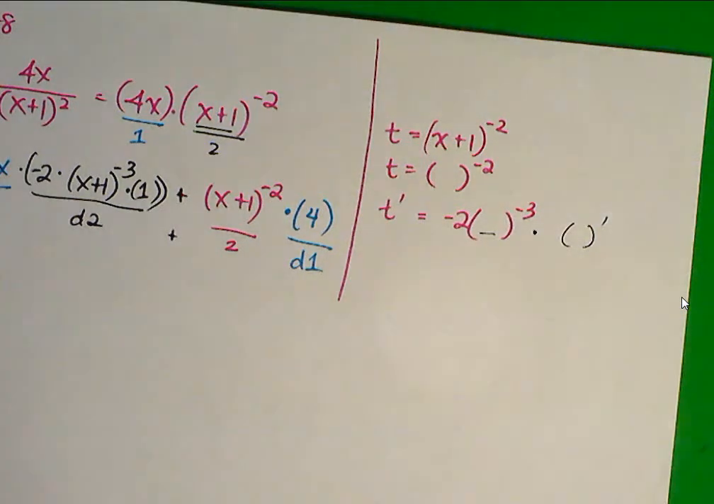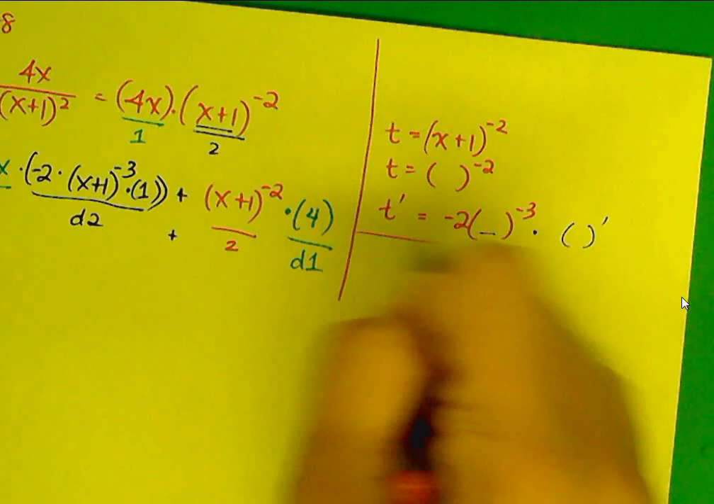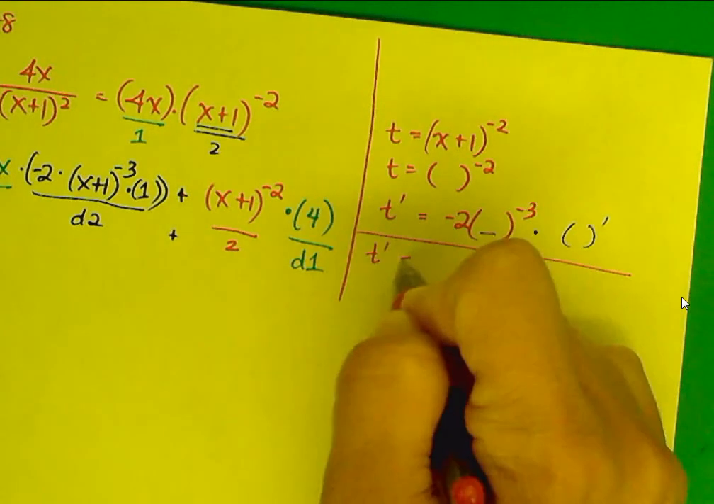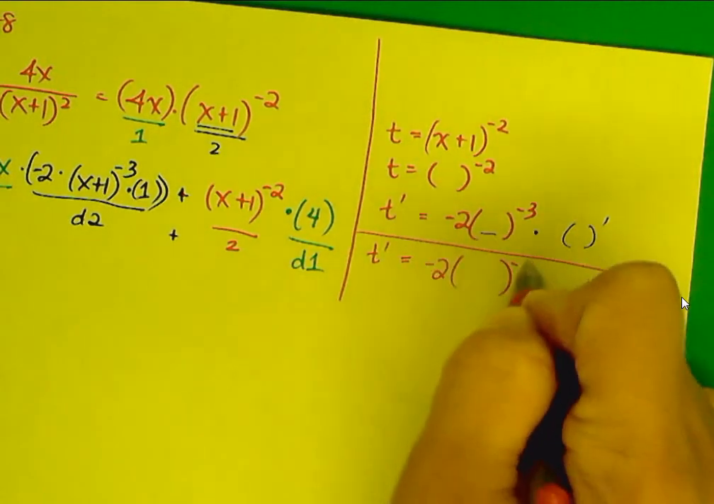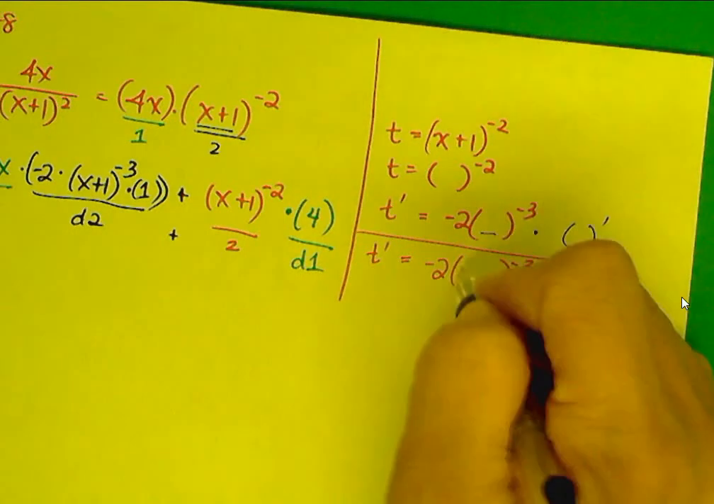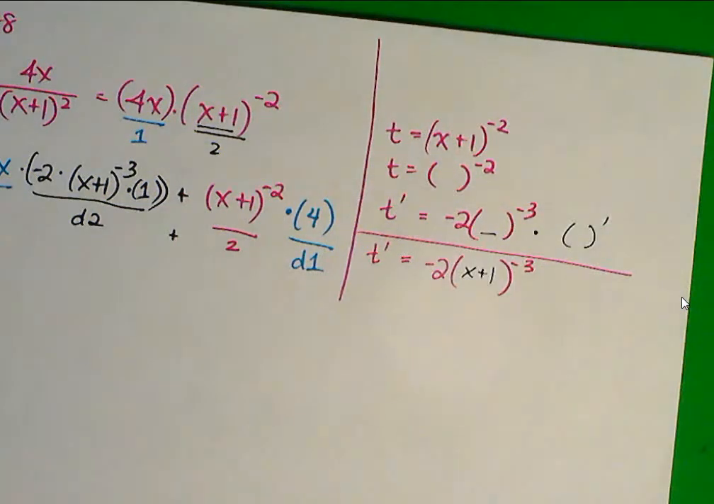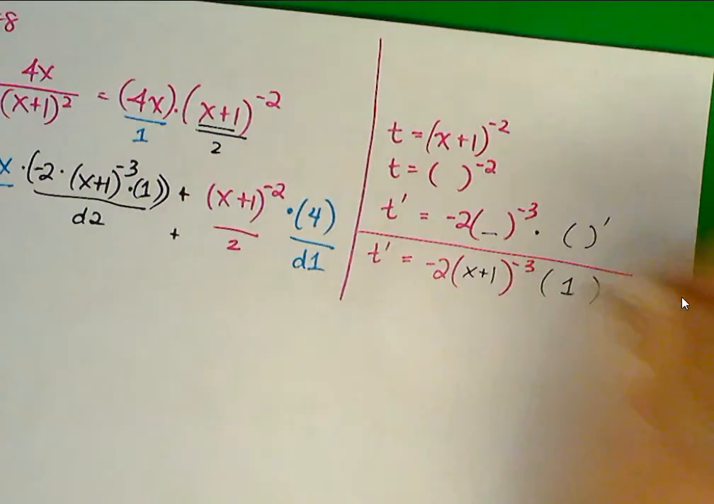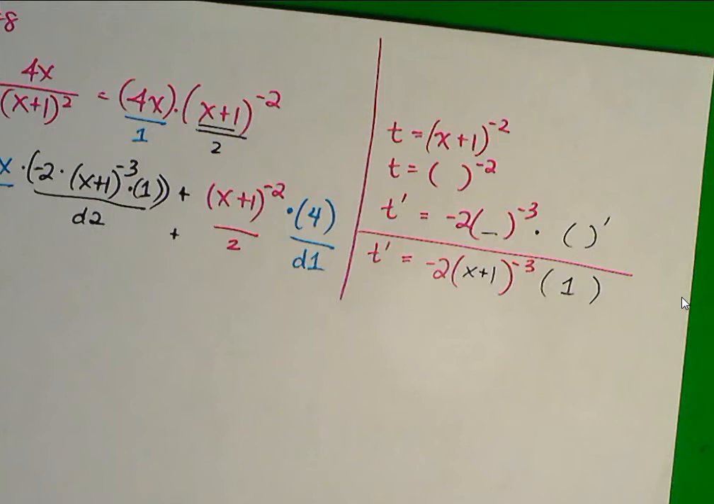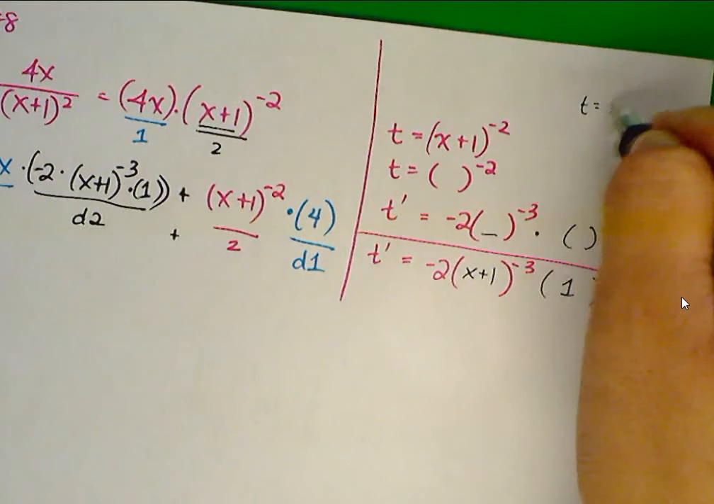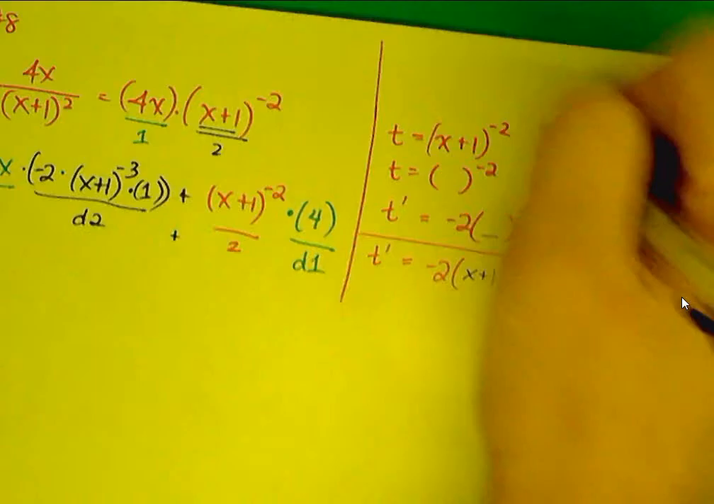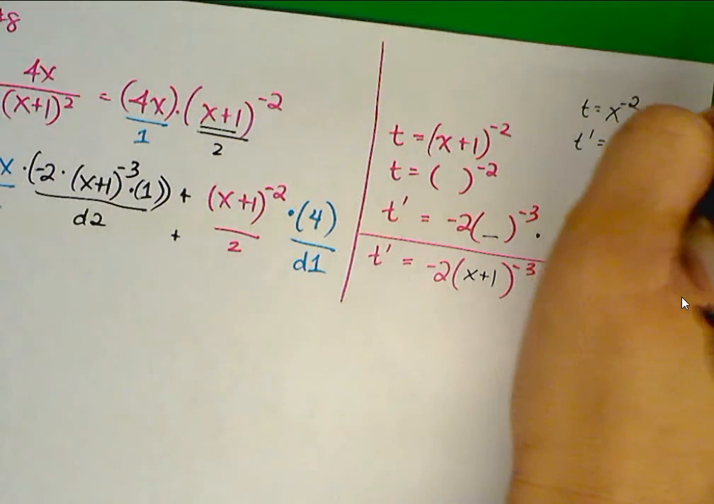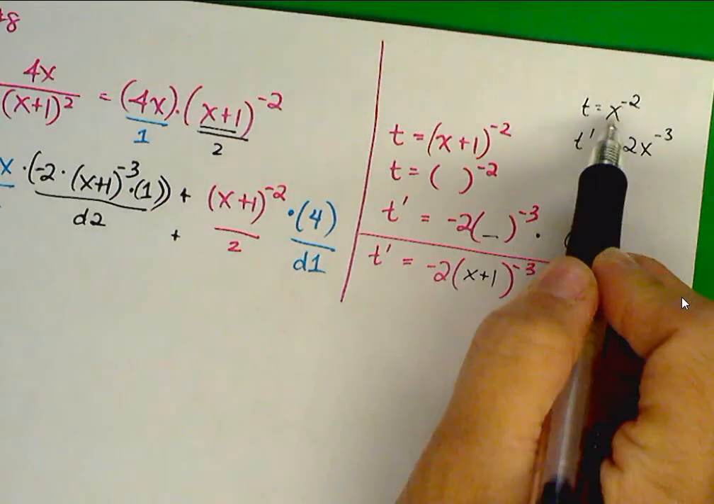So let me rewrite it. T prime is going to be negative 2 times that something to the negative 3. But what is that something? That something is x plus 1, times the derivative of x plus 1. What's the derivative of x plus 1? 1. That's the chain rule. It's different if that something was just x. If T just equaled x to the negative 2, then T prime would equal negative 2 x to the negative 3. That's just the power rule.